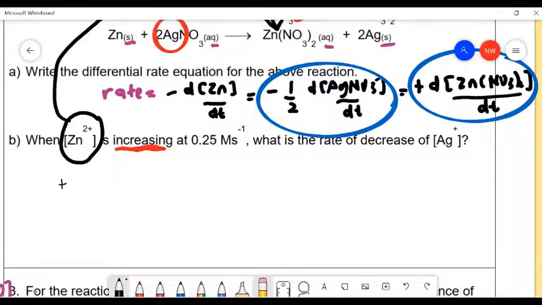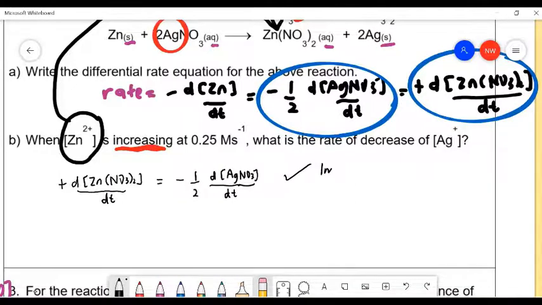Therefore, so positive d[Zn(NO3)2]/dt, okay, sebab zinc datang dari situ ya. So, equal to negative 1/2 d[AgNO3]/dt. Okay, so dekat situ lah ya dia punya Zn2+ tu. So, kat sini apa yang kita dapat adalah, kalau you tulis persamaan ni, you akan dapat satu markah.